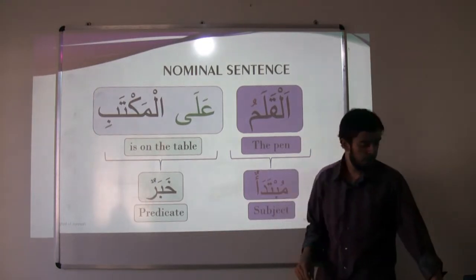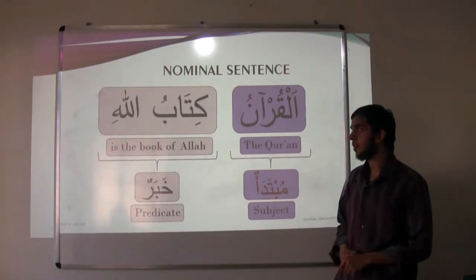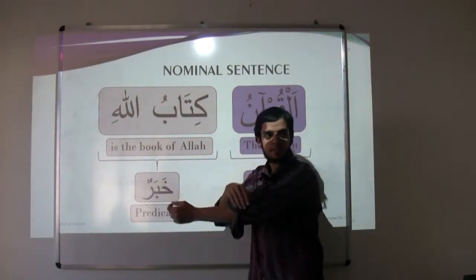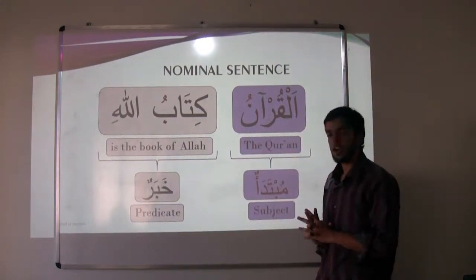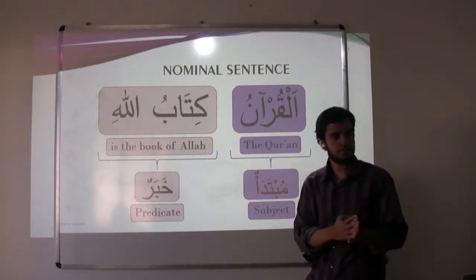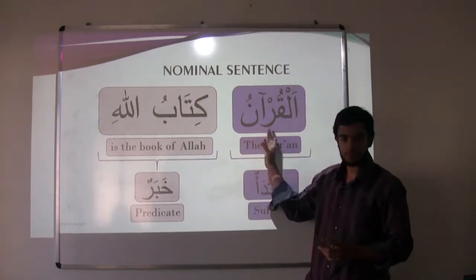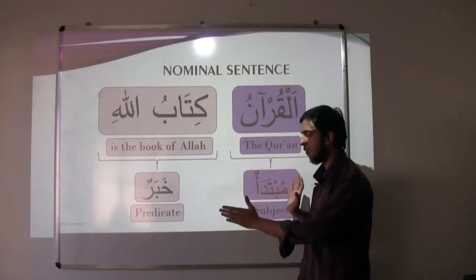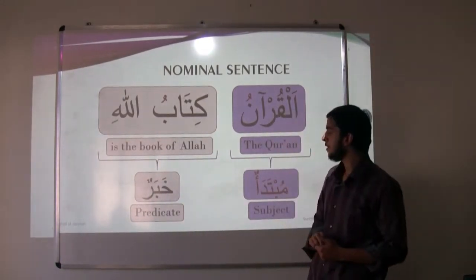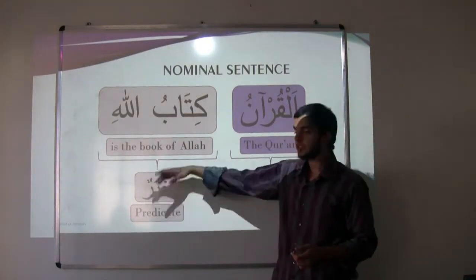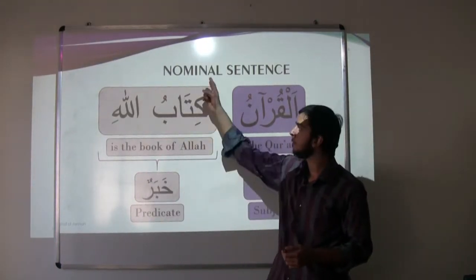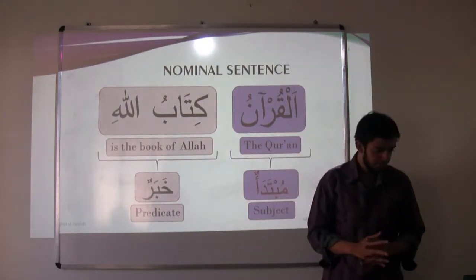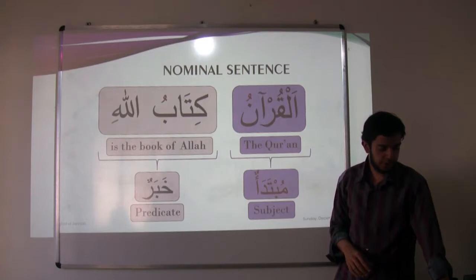Okay, and now we have the third type, Al-Qur'anu Kitabullahi. So you say the whole thing and not just this part, Brother Javed. I hope you understood the mistake you had made. You were missing the mubtada. So mubtada and khabar, it is always composed of these two components. When the khabar is a possessive case, that's the third type of nominal sentence. Any doubts here?